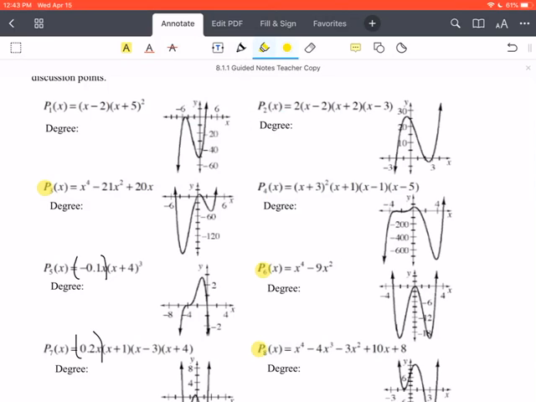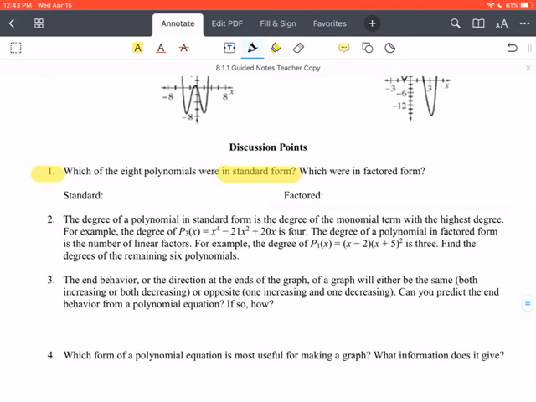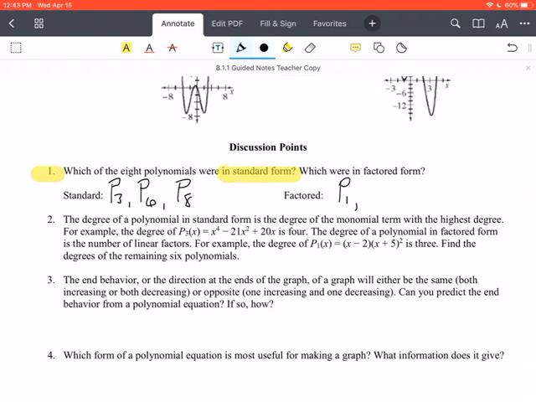So P3, 6, and 8 are going to be the answers to our first question here. So we have P3, P6, and P8. Now, all of the other ones, hopefully you would agree with me, were in factored form. So we have polynomial equation 1, polynomial 2, polynomial 4, 5, and 7. All right, so that is a great review of standard form versus factored form.